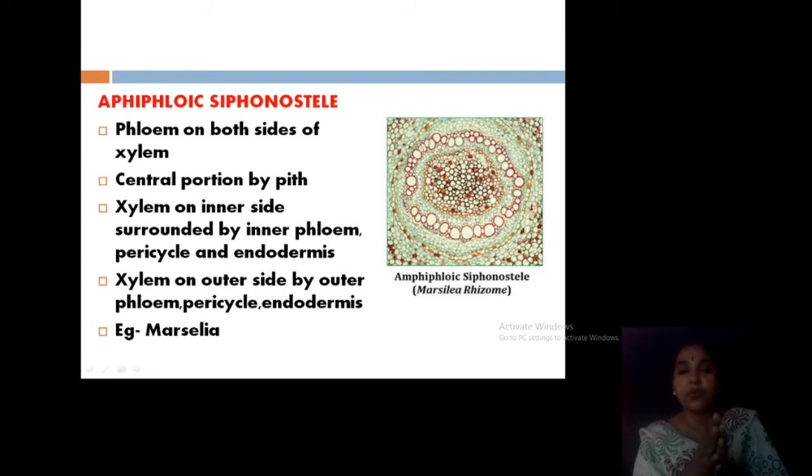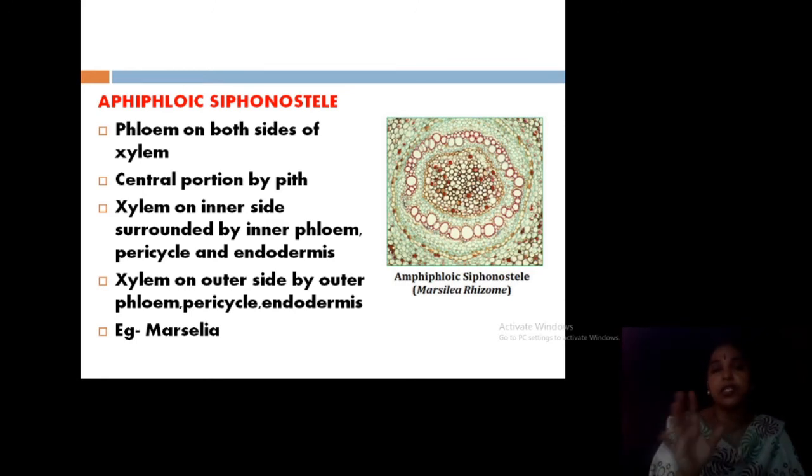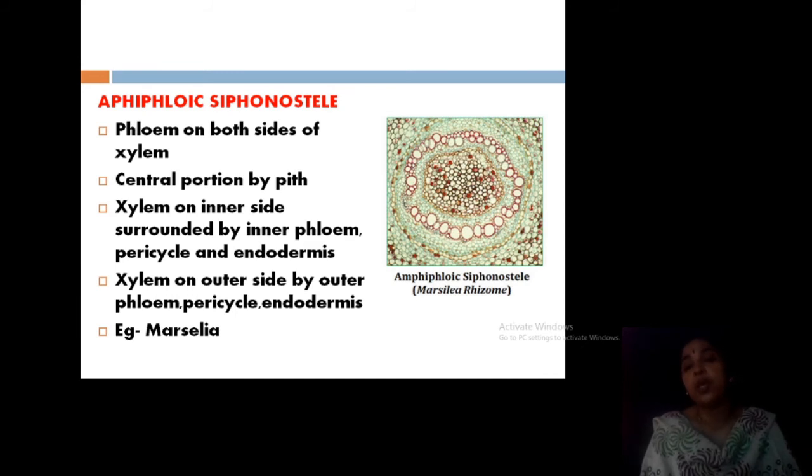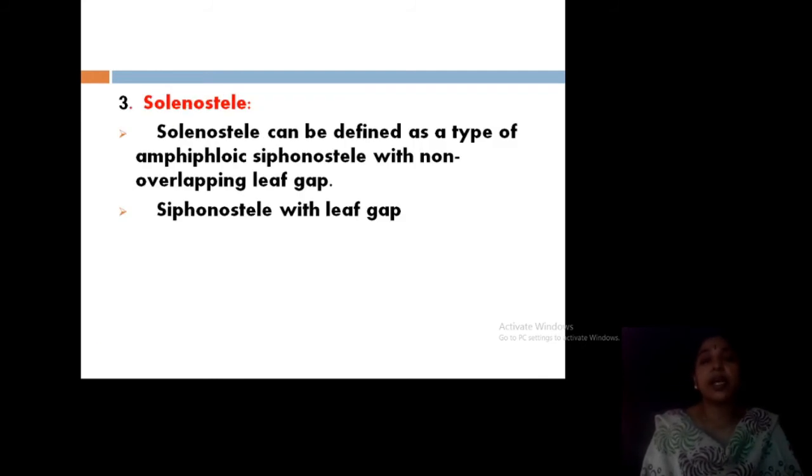So, amphi means, you know, two, both. So, inner phloem, outer phloem. Okay. Xylem on inner side surrounded by inner phloem. Xylem on outer side surrounded by outer phloem. That is amphiphloic. Ectophloic, phloem only on outside of the xylem. Pith is present. Okay. So, siphonostele is with the pith and having two types, ectophloic and amphiphloic. In amphiphloic, outer phloem and inner phloem. Then, third category, solenostele. What is solenostele? It's actually a modification of our siphonostele with non-overlapping leaf gap.